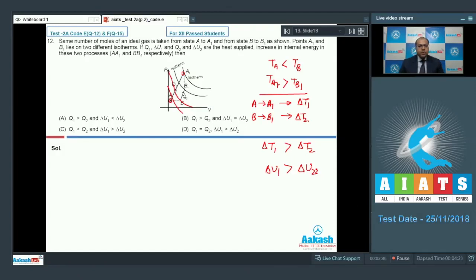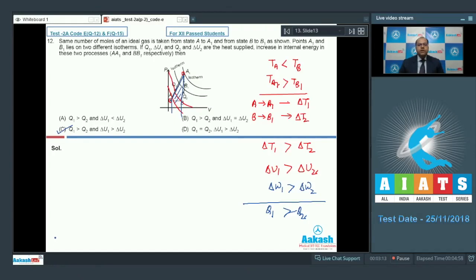Now, in order to find out the relationship between Q1 and Q2, if I calculate the work done in the process A to A1, then the area on the PV graph is more as compared to B to B1. So I can say that delta W1 in case of A to A1 is greater than delta W2 in case of B to B1. So if I add this, I can say that Q1 is greater than Q2. So option C is the correct answer.